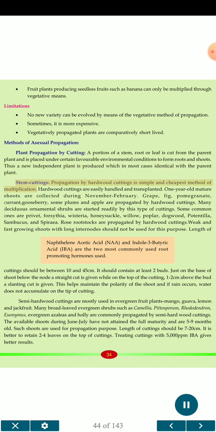Stem cuttings. Propagation by hardwood cuttings is the simplest and cheapest method of multiplication. Hardwood cuttings are easily handled and transplanted. 1-year-old mature shoots are collected during November-February. Grape, fig, pomegranate, currant, gooseberry, some plums and apple are propagated by hardwood cuttings. Many deciduous ornamental shrubs are started readily by this type of cuttings. Some common ones are privet, forsythia, wisteria, honeysuckle, willow, poplar, dogwood, potentilla, sambucus, and spirea.